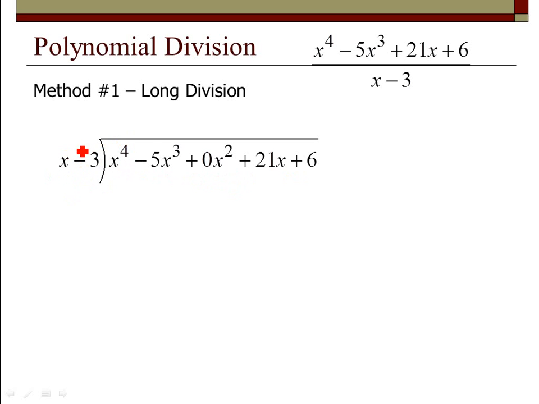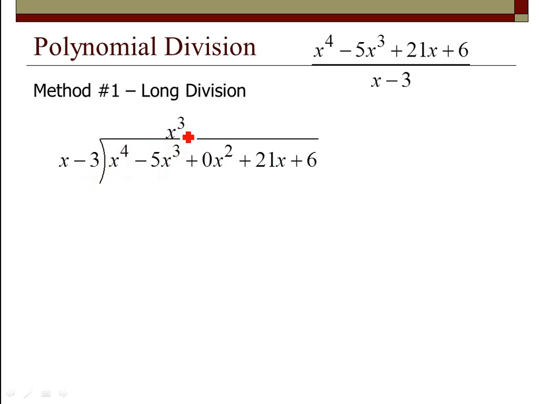Okay, now just like you would before, you look at the number here and you say, okay, what do I multiply this by to get this term? Or you're dividing this one, x to the fourth divided by x. So basically I got to think about it. I'm kind of ignoring the minus 3 part right here. So I can say x times x cubed will give me x to the fourth. So above the x cubed term right here, I'm going to put an x cubed.